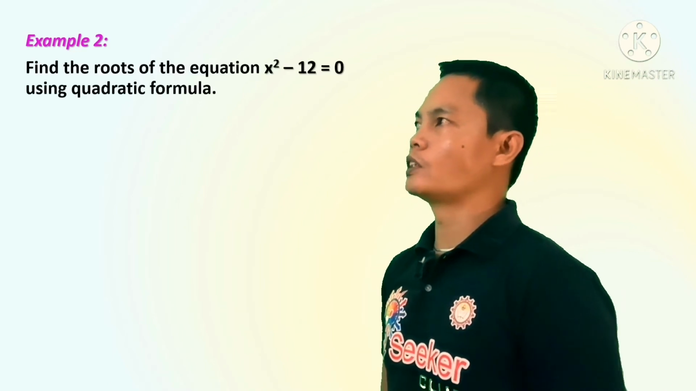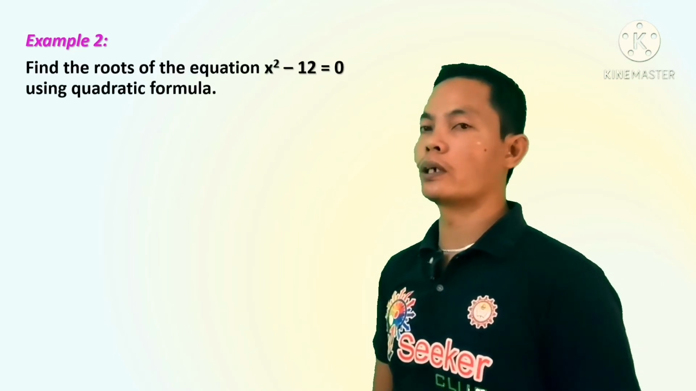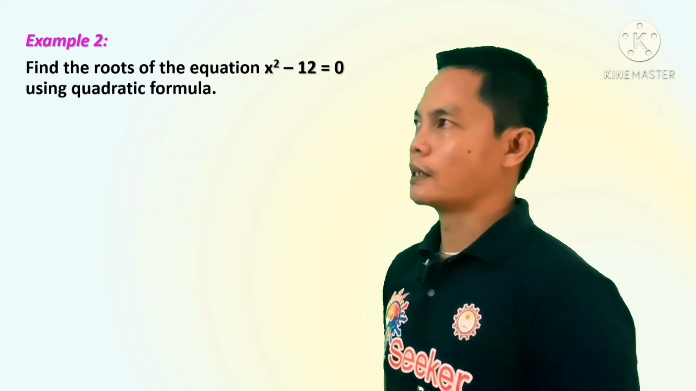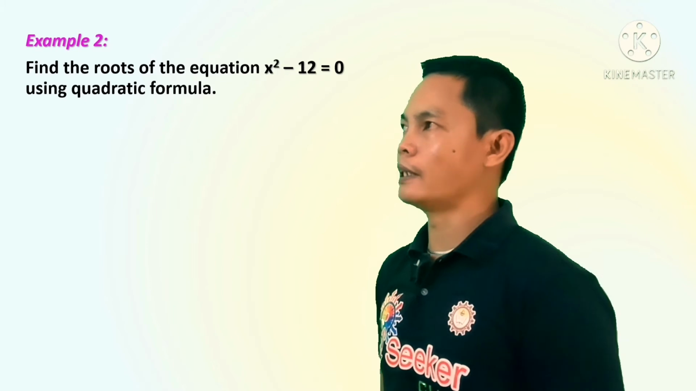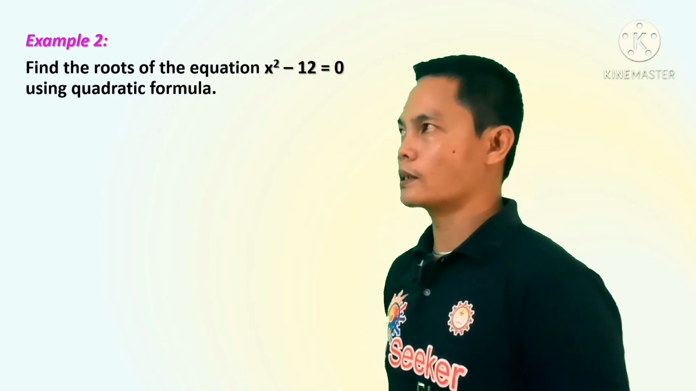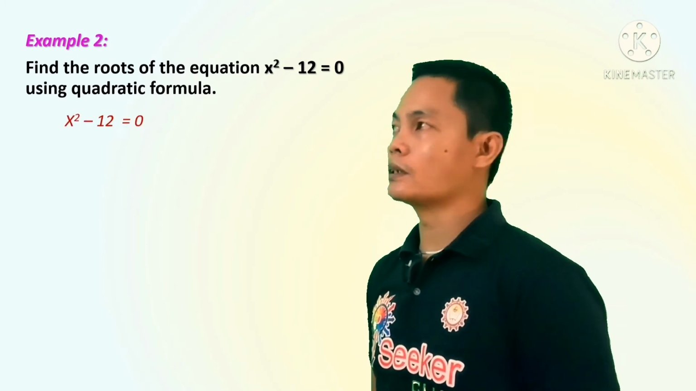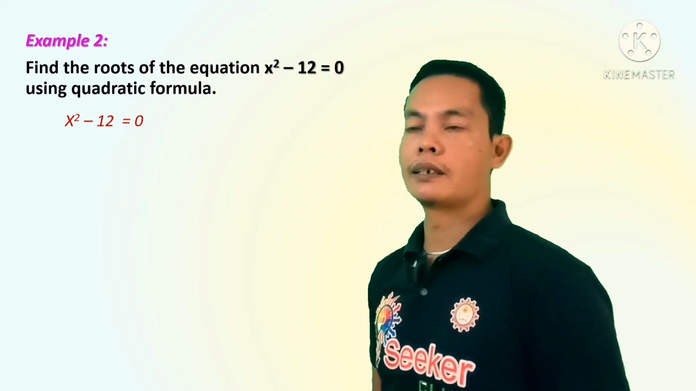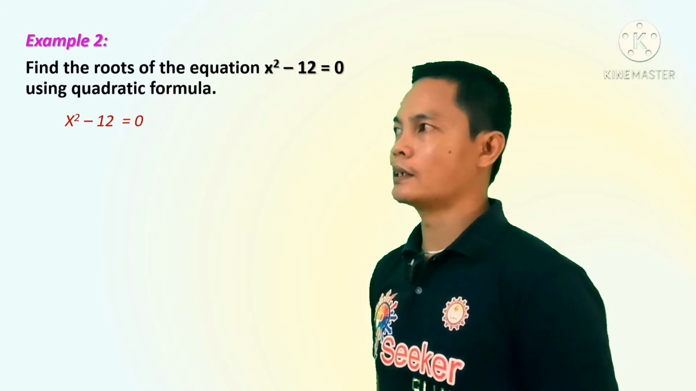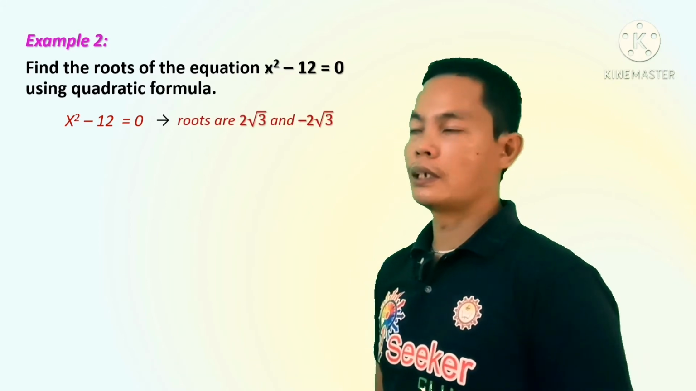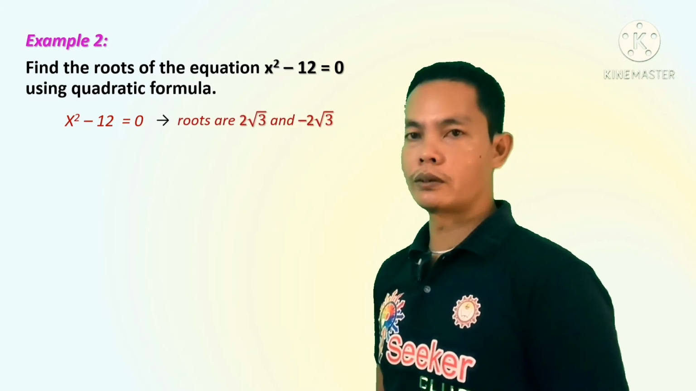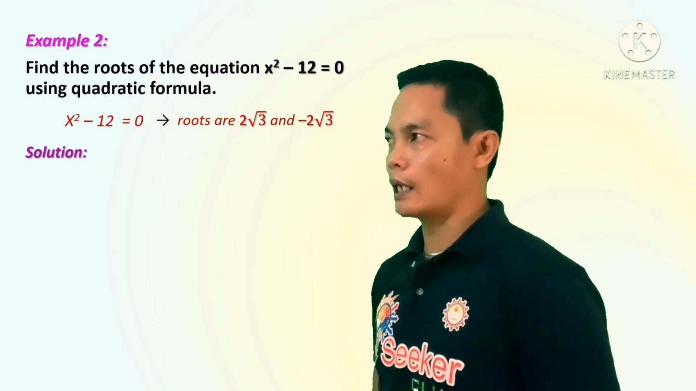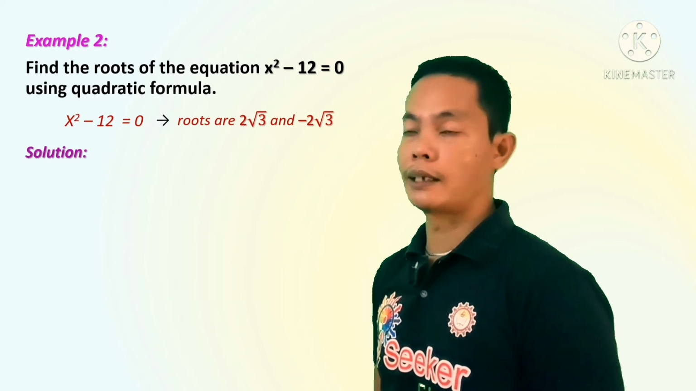Find the roots of the equation x squared minus 12 equals to 0 using quadratic formula. The solution here is, in the given x squared minus 12 equals to 0, we can use the balancing of the equation in finding x as a root. Napag-usapan na natin ito last time. Answer for this is 2 square root of 3 and negative 2 square root of 3. So this time, let us use the quadratic formula, if it will comes out with the same answer.